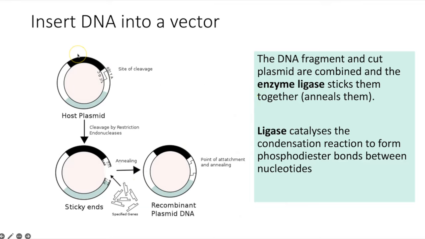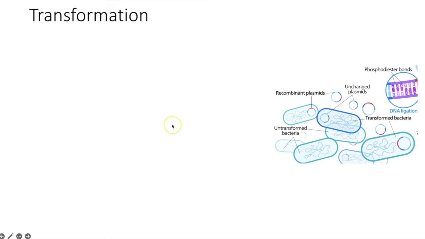Once then we have those complementary sticky ends, the DNA fragment has been cut to create that. We can then mix them together, and the enzyme ligase is used to stick together those sticky ends, sometimes known as annealing. And ligase catalyzes the condensation reaction to form phosphodiester bonds between the sticky ends of the plasmid and the sticky ends of the isolated DNA fragment. So now we've got our plasmid with the gene of interest inserted into it.